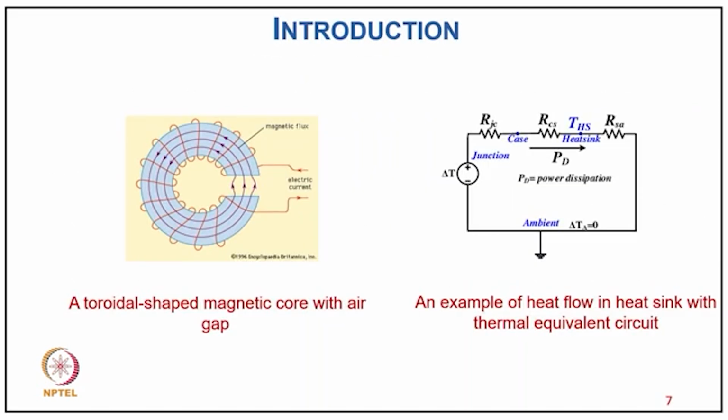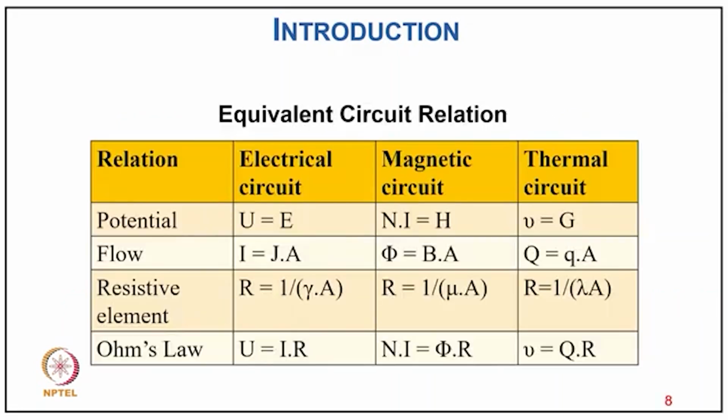This is a typical example: for a magnetic circuit, a toroidal shaped magnetic core with an air gap, we can define a magnetic circuit for that. And then there is another equivalent circuit for thermal heat flow. Typically, you can see a heat sink analyzed as a thermal equivalent circuit for the heat flow. So, these are two important parts of the electrical machines, for which we give a circuit analogy approach.